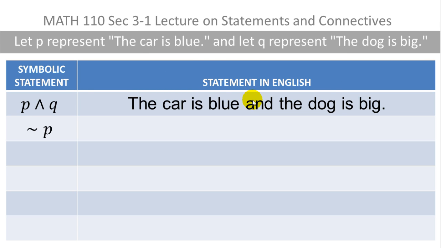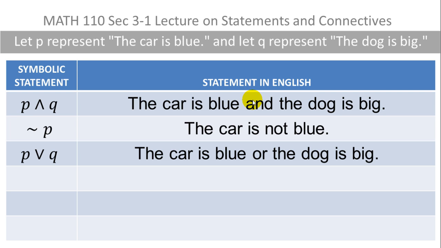Similarly, if I do the negation of P, or some people would say not P, you simply take the statement P, which is the car is blue, and negate it. That'd be the car is not blue. I don't want to belabor this because I think it's pretty simple. If I have that third line, P or Q, it's the same as P and Q except the and changed to an or, so it's still going to be using the car is blue, the dog is big, but the and changes to an or, so it's the car is blue or the dog is big.